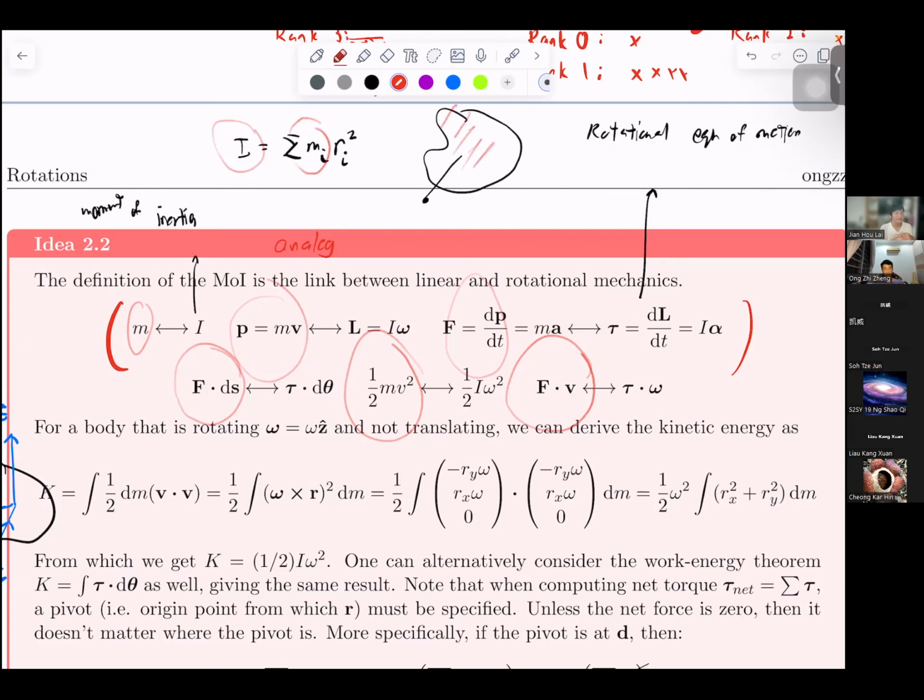Okay, good idea. So you can say that this kind of inertia, the moment of inertia, makes the rotation harder. The rigid body is harder to rotate. That's the idea. So for a bigger moment of inertia, you need more force, or more torque, to rotate the body at the same angular velocity.